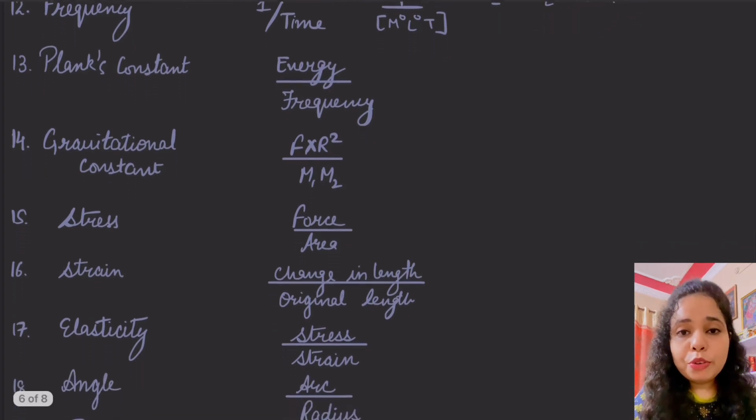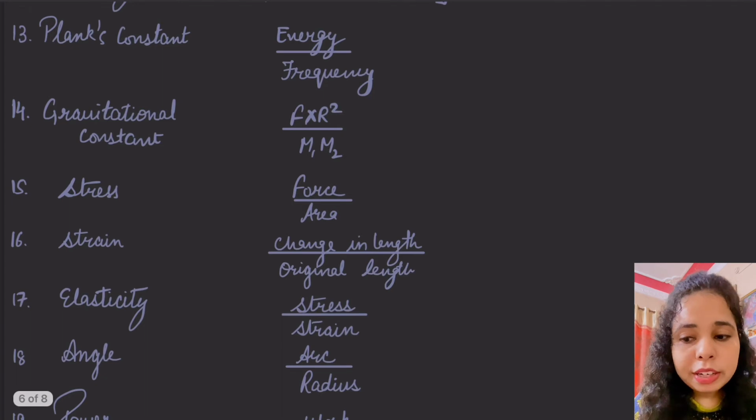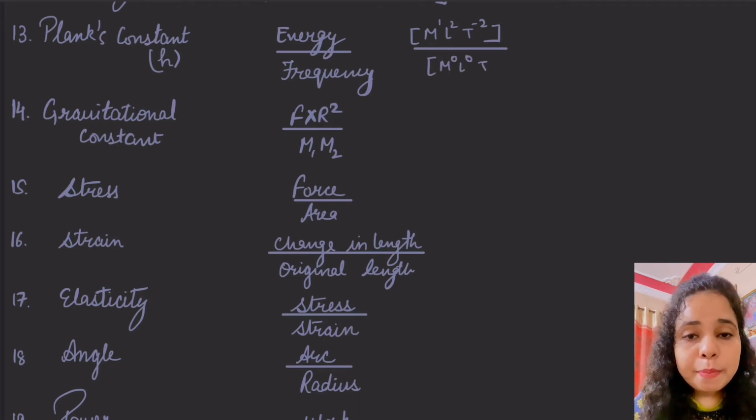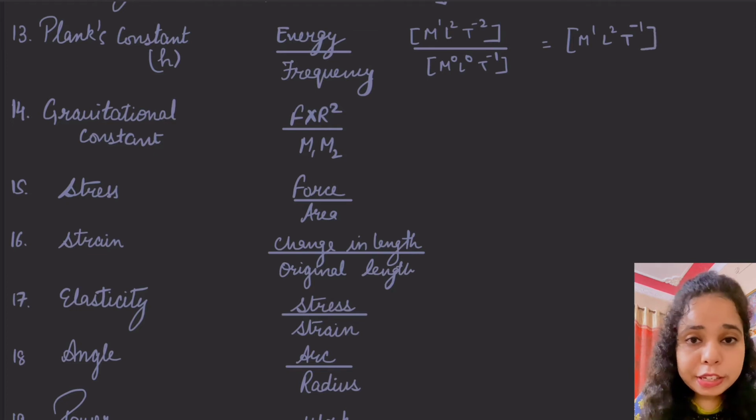Now we will be talking about Planck's constant. Planck's constant h is given by energy upon frequency. Again, you are not aware of this formula, but we will learn it later when we cover our syllabus. So for Planck's constant, we have the formula energy upon frequency. For energy, we have the dimensions m1 l2 t minus 2, and for frequency the dimension is m0 l0 t minus 1. Taking t minus 1 to the numerator, we get plus 1. So therefore the dimensional formula of Planck's constant is m1 l2 t minus 1.